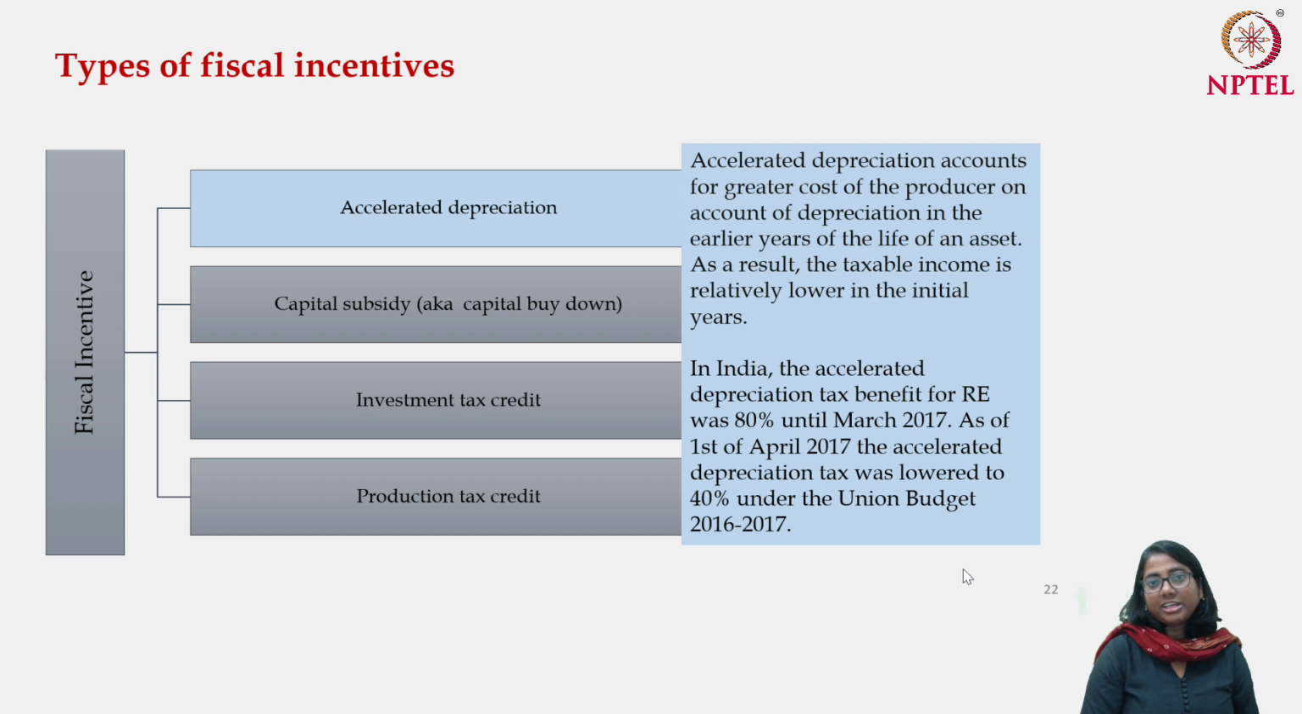However, that was reduced to 40% in the post-2017 period. Now the accelerated depreciation has come down in India. There was a lot of controversy going on at that time regarding the effect of this reduction in accelerated depreciation.